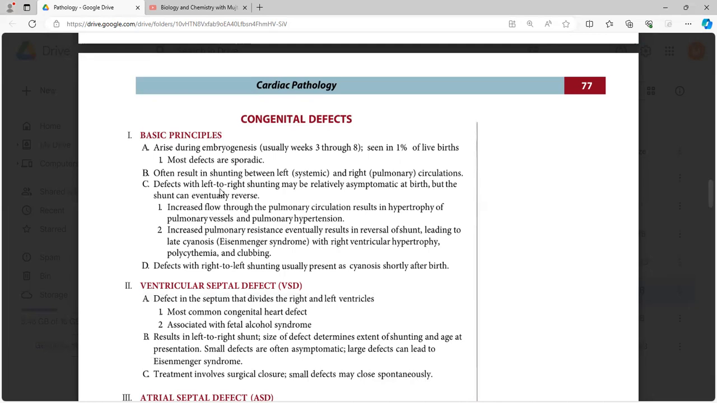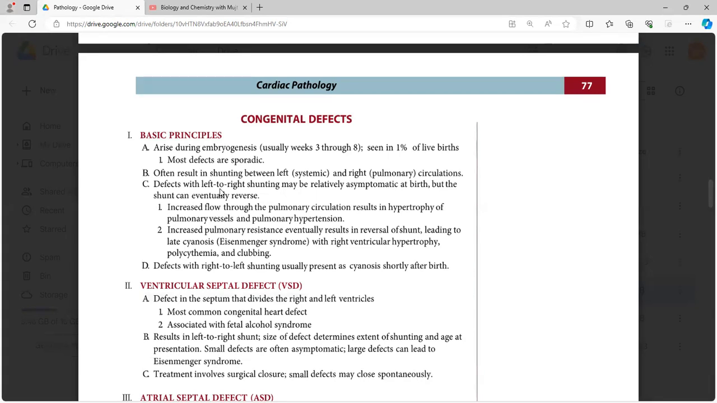Thus, when there is left to right shunting, all the high pressure of blood goes to the right side. As the right side of the heart cannot accommodate so much blood, the right side of the heart gets hypertrophied. This leads to the famous Eisenmenger syndrome, which is characterized by right ventricular hypertrophy, polycythemia, and clubbing.